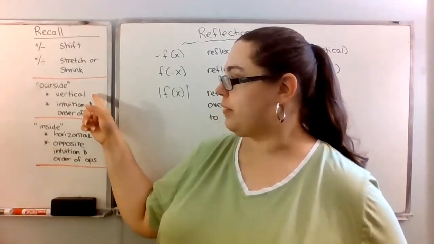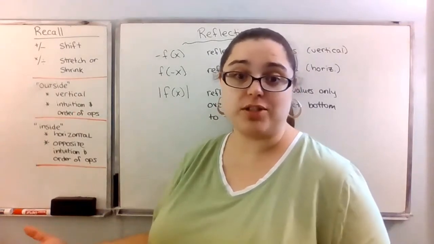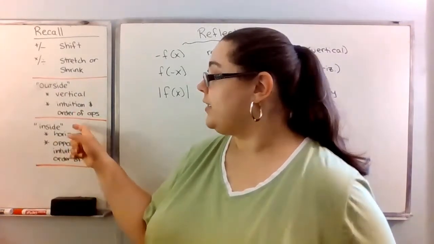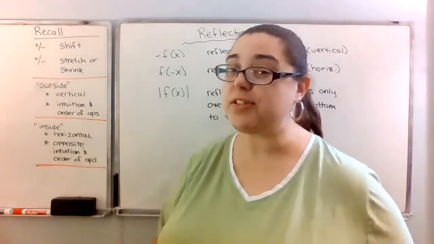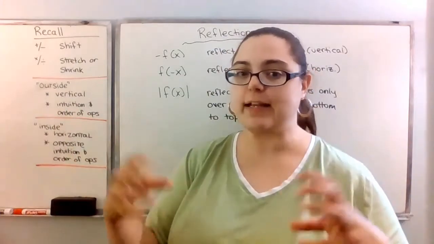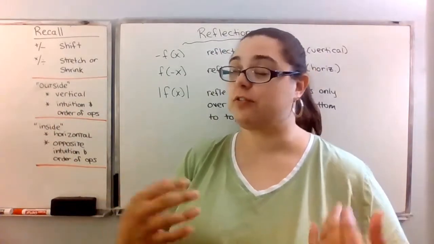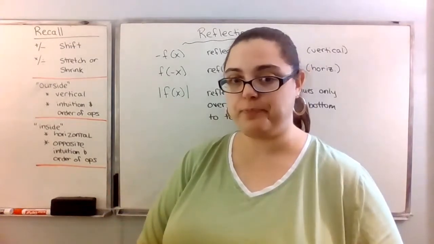It will have a vertical impact, and it follows the order of operations and what your intuition tells you will happen. Inside transformations are horizontal transformations, and they work the opposite of what you expect. So if you have like +2 inside the function, that's not going to be a shift right, it's going to be a shift left. It's opposite of what you want it to be.